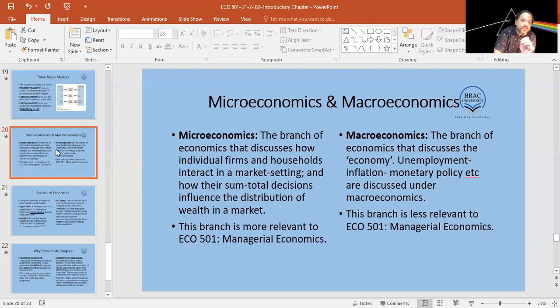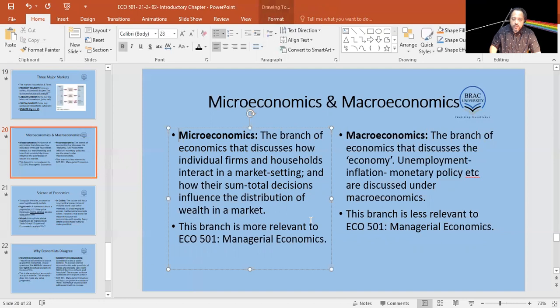We are not interested in how the government makes decisions. That is known as macroeconomics. Macroeconomics is the branch of economics that discusses three core topics of the economy: unemployment, inflation, and monetary policy. This branch, macroeconomics, is less relevant to Eco 501, managerial economics.